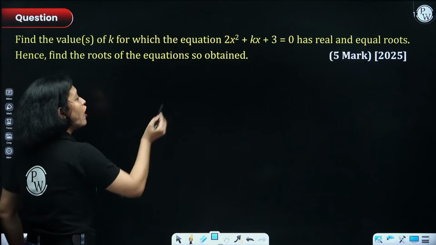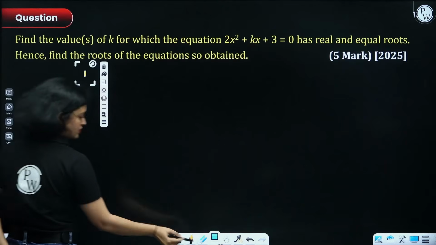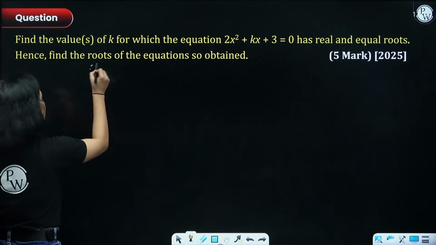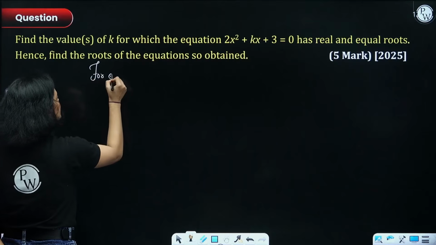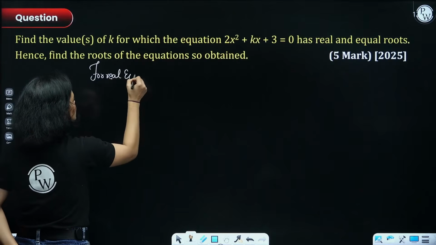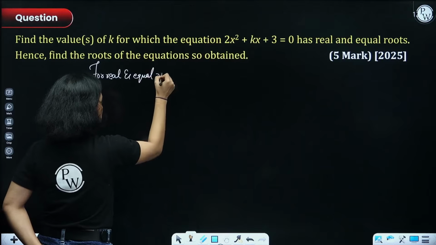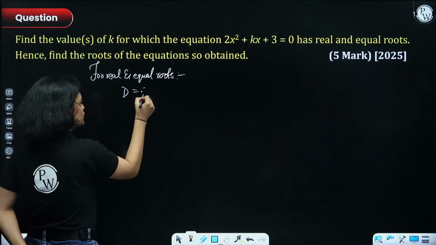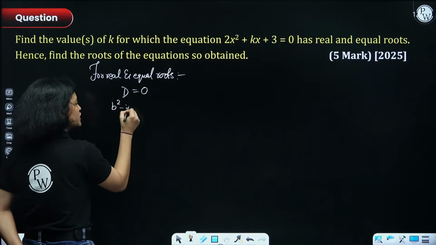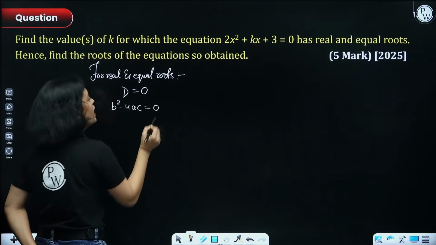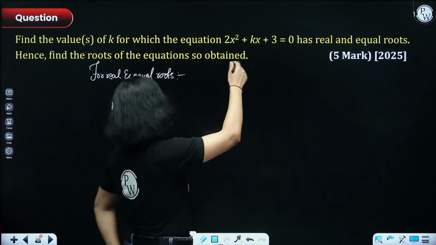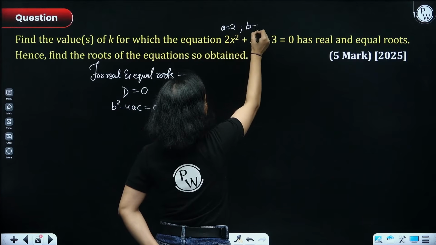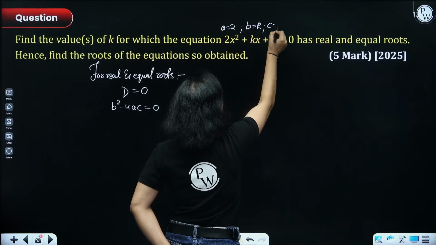So we know that for real and equal roots, what do you have, everyone? We just studied that discriminant should be equal to 0. That means b square minus 4ac should be equal to 0. Now let's see what b is, what a is, and what c is. So we can see that a is equal to 2 here, b is equal to k here, and c is equal to 3 here, right?